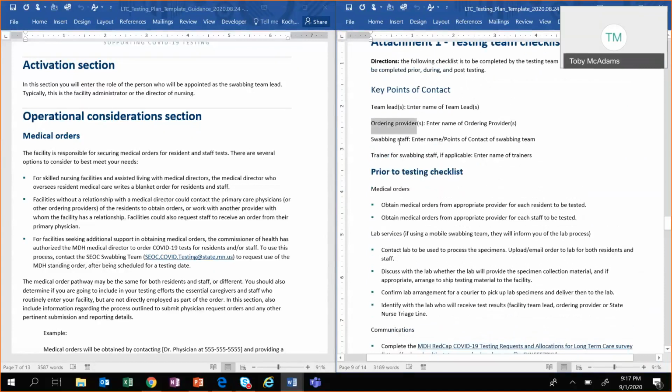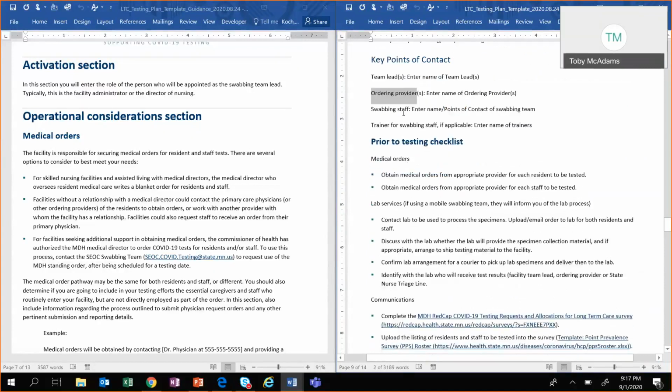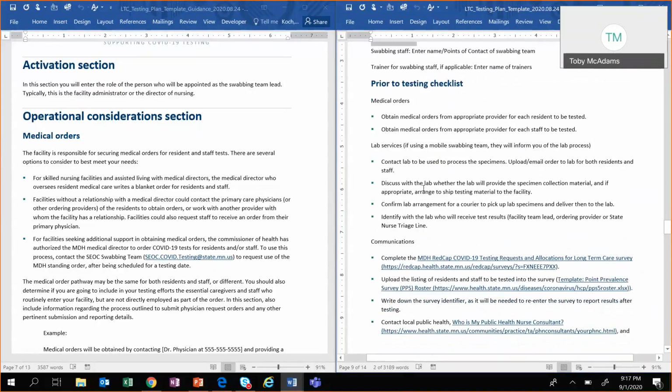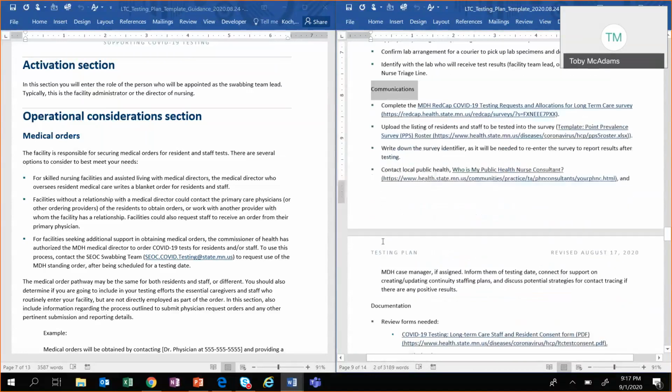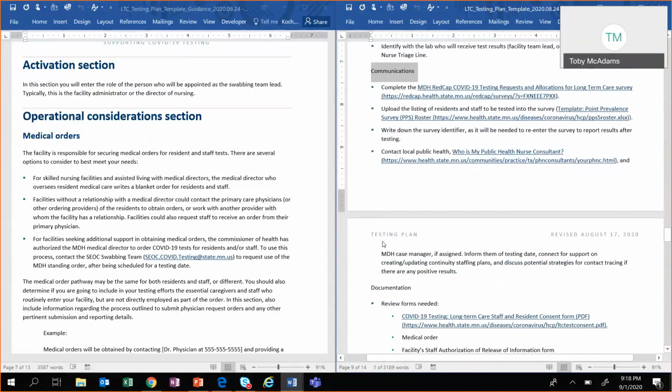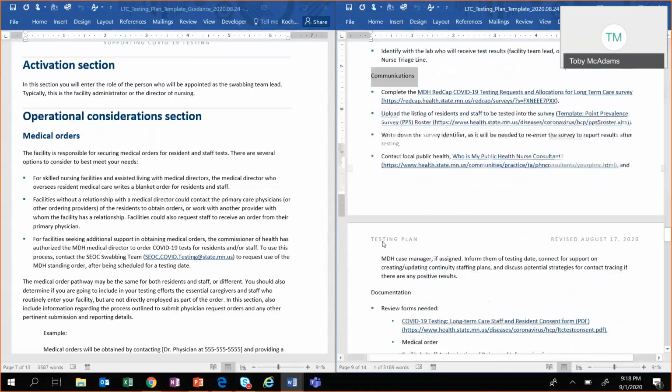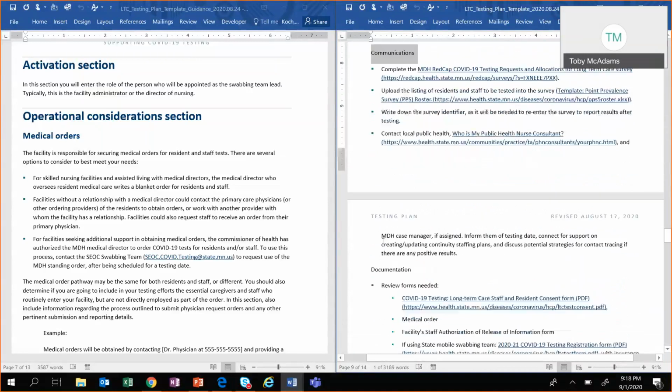It looks like I'm going to need an ordering provider. It looks like I'm going to need to think about the swabbing staff, if I'm going to need training for swabbing staff. And granted, I might be like, I have no idea what this even means, but I'm absorbing information. There's my medical orders. I'm going to need to think about lab services. I'm going to need to be thinking about communications. We often forget about the importance of communications, especially in the response. We know that's the number one item that gets documented always in our after action report. So be thinking about communication, internal and external.